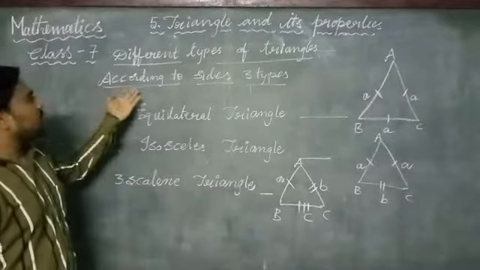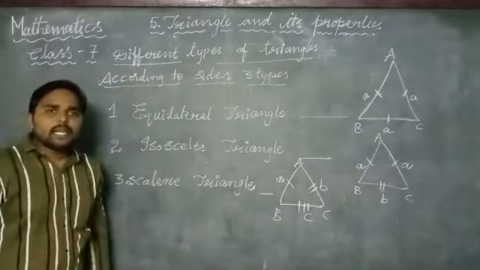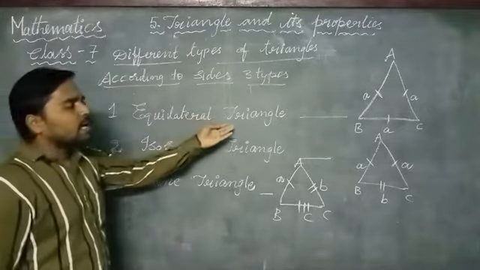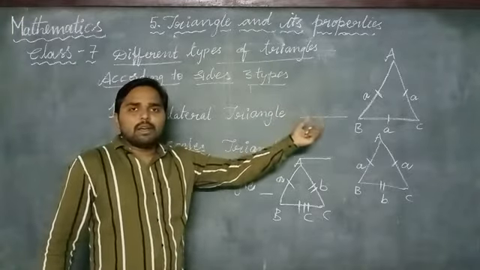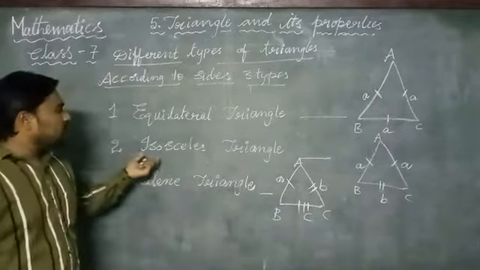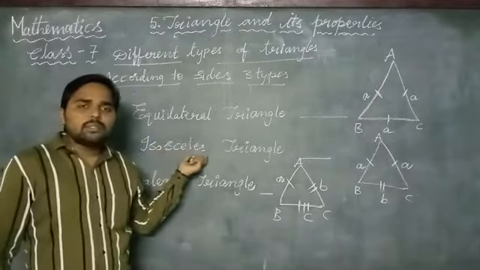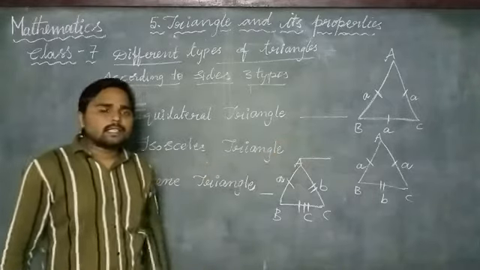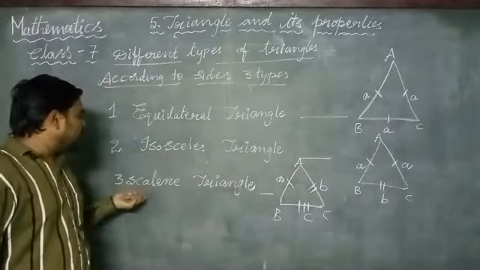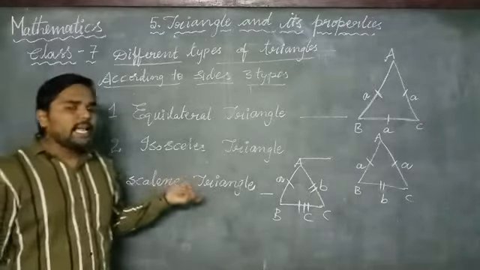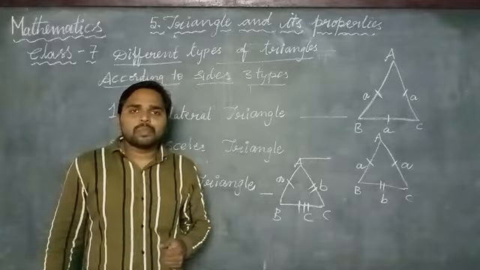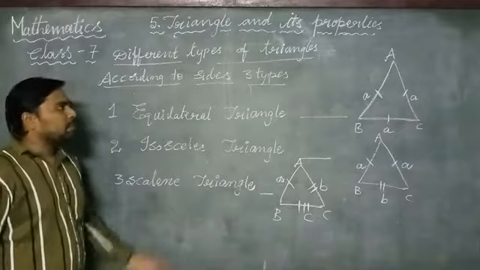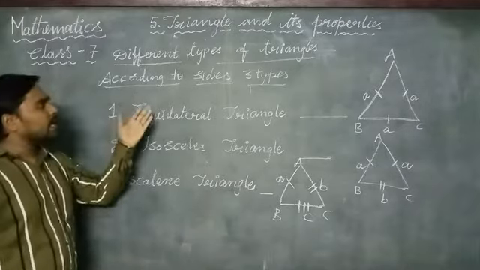Once again, according to the sides of a triangle, we can categorize triangles into three types. Equilateral triangle means a triangle having all equal lengths of sides. Isosceles triangle means a triangle having two equal length sides. Scalene triangle means a triangle having unequal lengths of line segments. Based on sides, we can categorize triangles into three types.